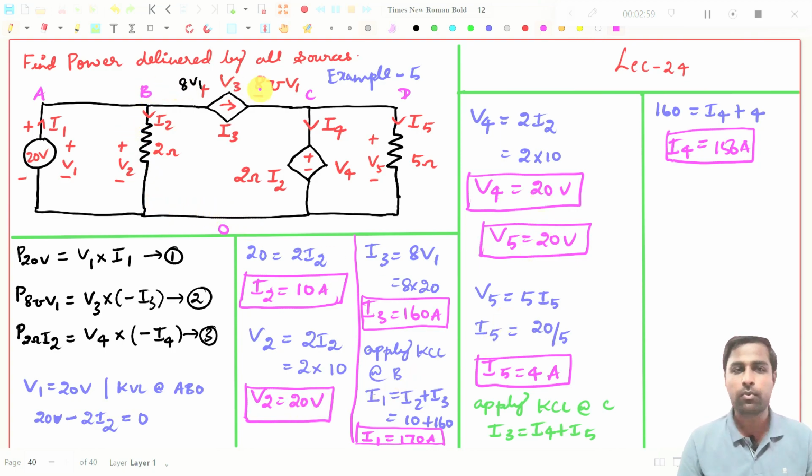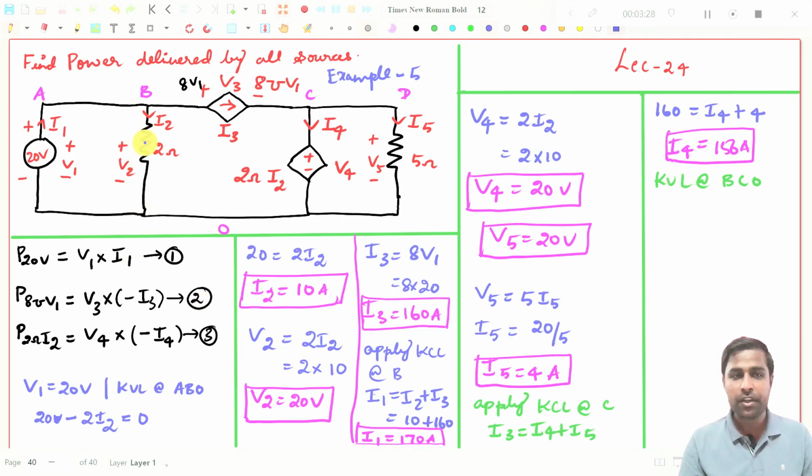So for that, I can now write a KVL expression, KVL expression for this loop. Since this is V2, this is V3 and this is V4, right? It is very simple now. So I will write KVL at loop BCO. So what will I get? See, start from this point.